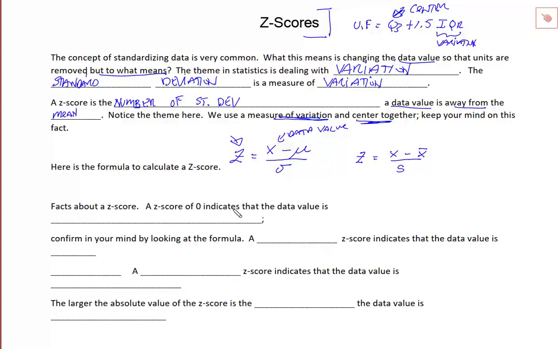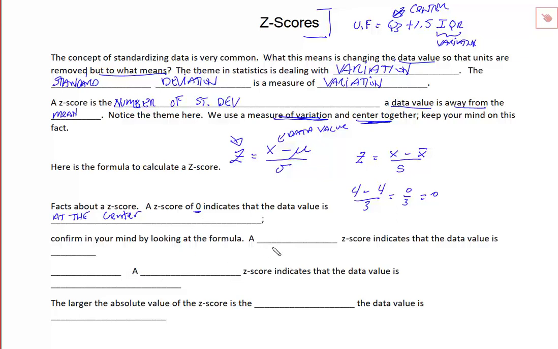A z-score of 0 indicates that the data value is at the center. So for example, if you had a data value of 4, and the mean, the population mean or sample mean, happened to be 4, and let's say that the standard deviation is 3, well, 4 minus 4 is 0, divided by 3 is still going to be 0. So if you're right at the center, the z-score of 0 means that you're right at the center. That's all it means.